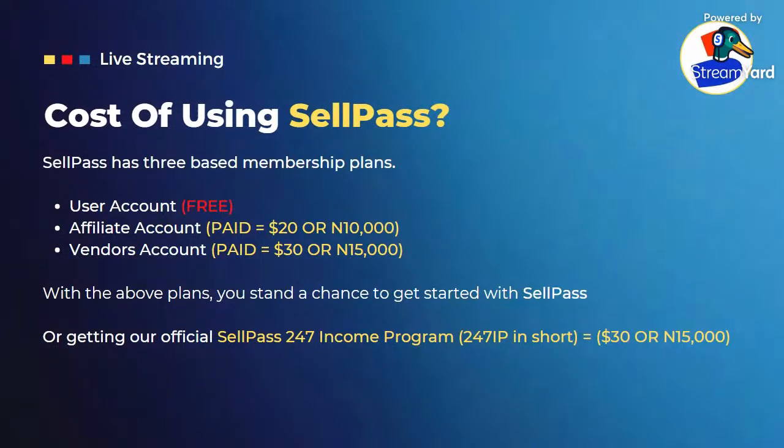That master account will give you access to the affiliate account and the vendor account for a one year subscription. If you want to go with the affiliate account from SellPass, it just costs 10,000 naira, and you kickstart the affiliate marketing business. We pay twice a week. That's the most important thing. We pay twice a week because you are going to get your money twice every week. Now, with the above plan, you stand a chance to get started with SellPass.